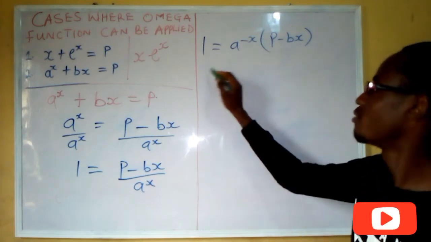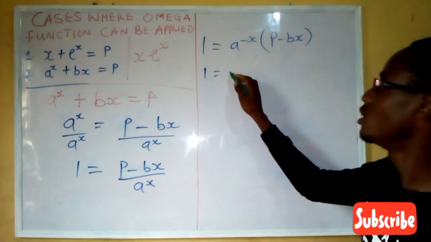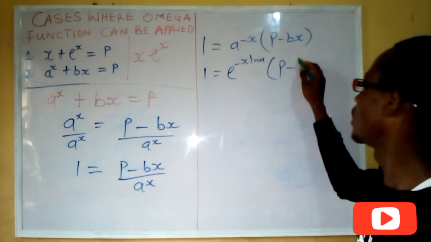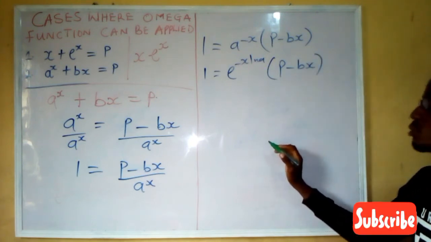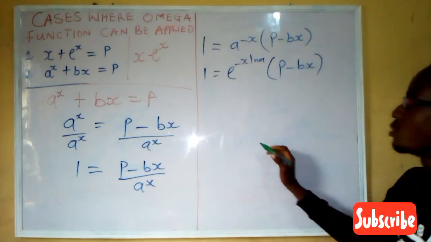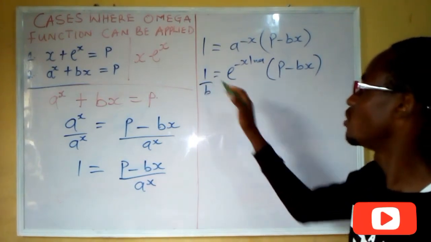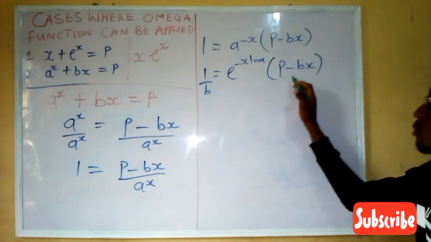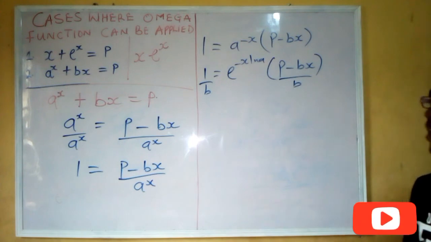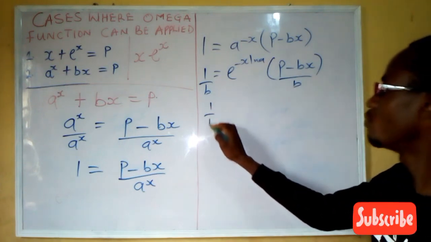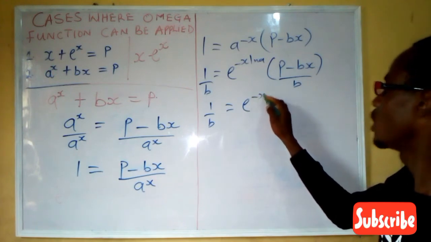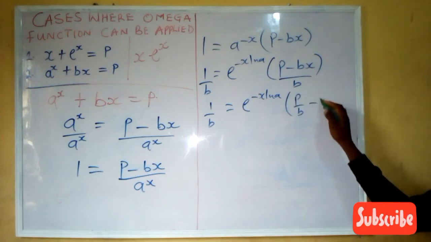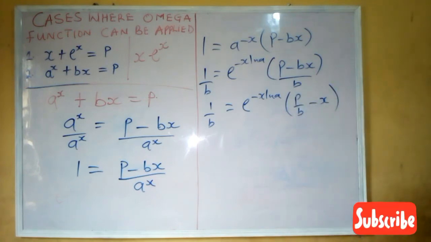So to do that, we have 1 equals e raised to the power minus x ln a multiplied by p minus bx. So what will I do? Let me divide both sides by b. If I do that, I'm going to have this over b. Anyway, let me just take all through the b here. So I'm going to have 1 over b equals e raised to the power minus x ln a. Then this gives me p all over b minus x. So that is what this gives me.